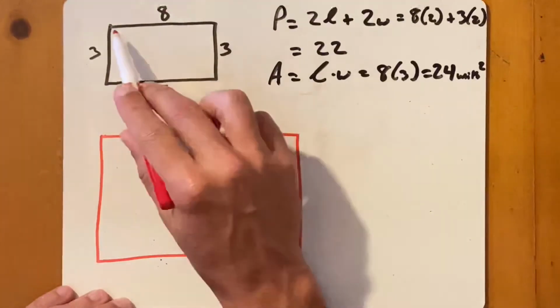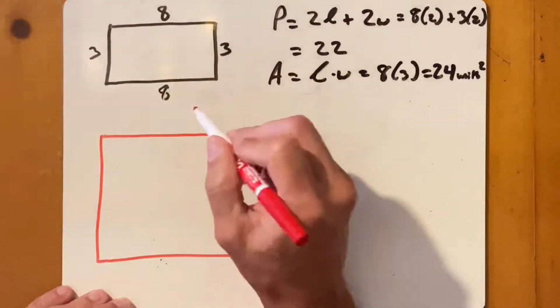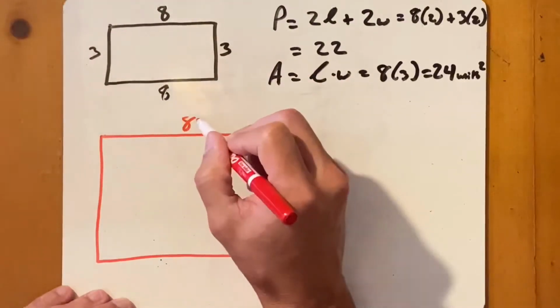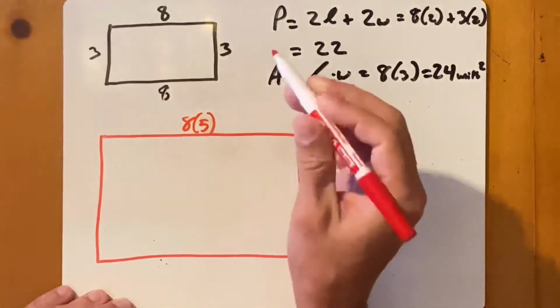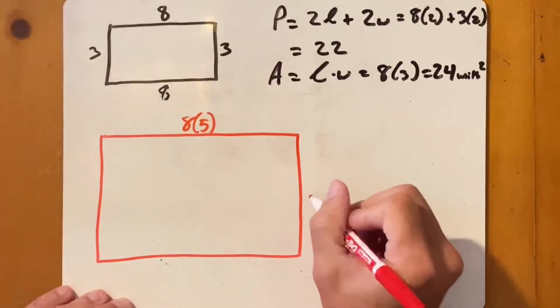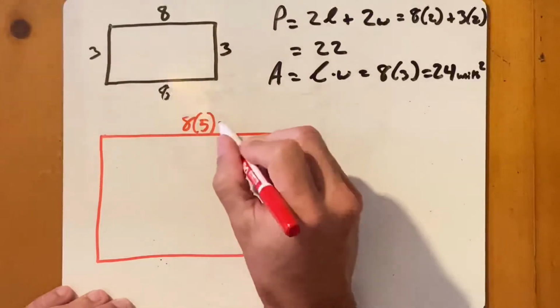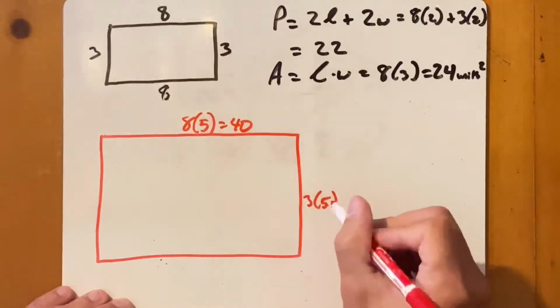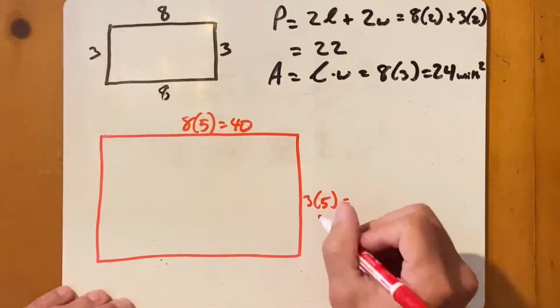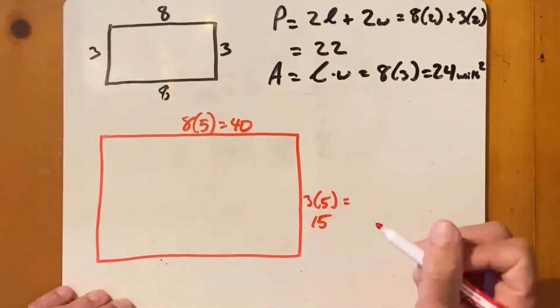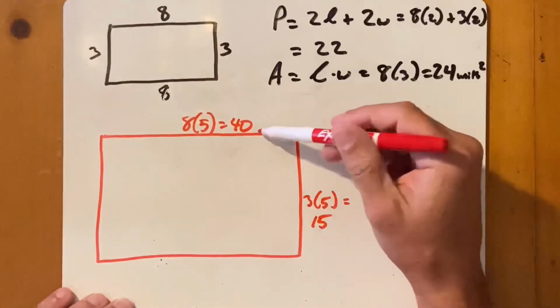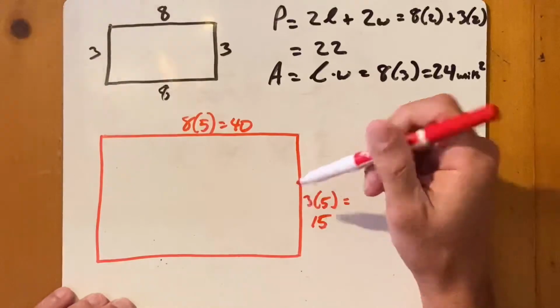The length, we're going to multiply by 5, so 8 times 5. And the width, we're also going to multiply by 5. That's going to be a length of 40 and a width of 15. So our new dimensions are going to be 40 by 15.